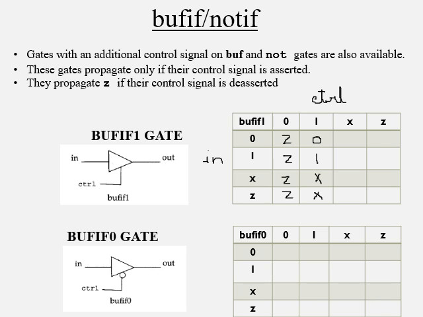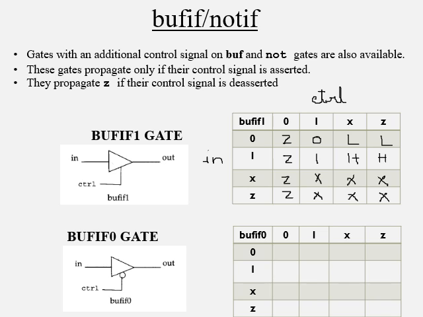Now when input control is X or Z, we don't know what the control signal is. X means it could be 0 or it could be 1. So depending on that, the input 0 could be transmitted as a weak low, and the input 1 would be transmitted as a weak high. L stands for weak low and H stands for weak high. And when input is X, the output is X, when input is Z, the output is X.